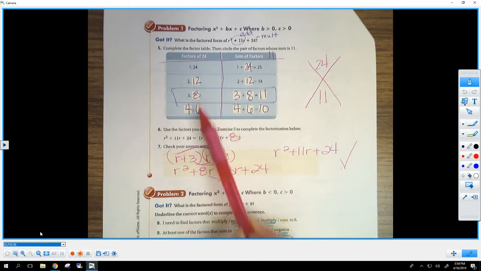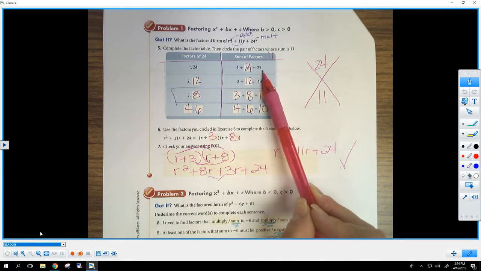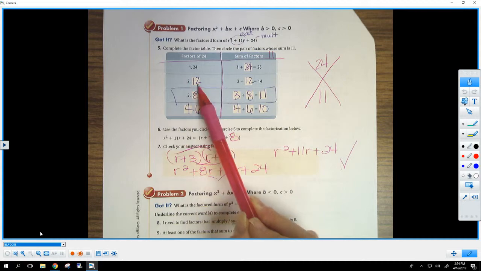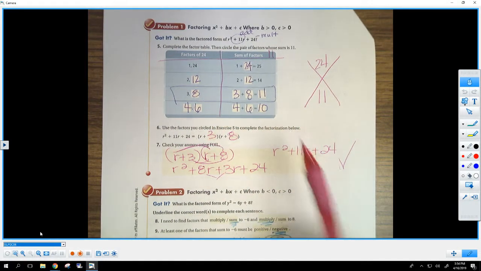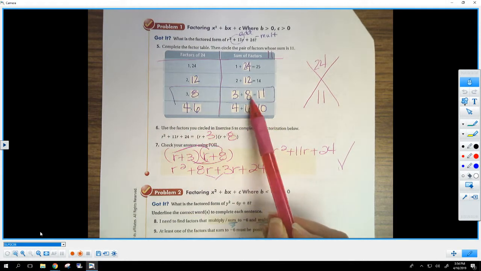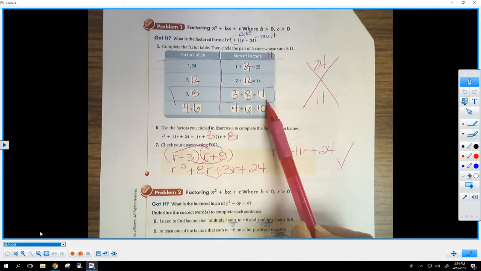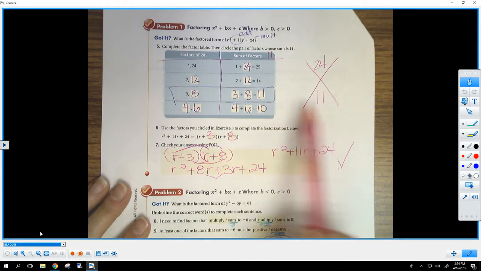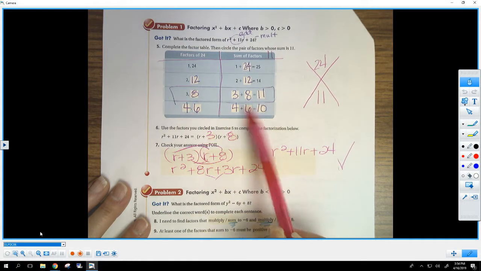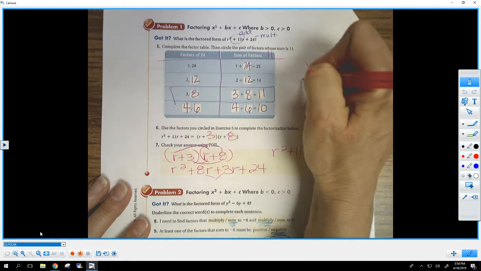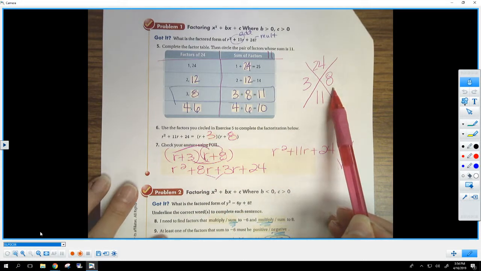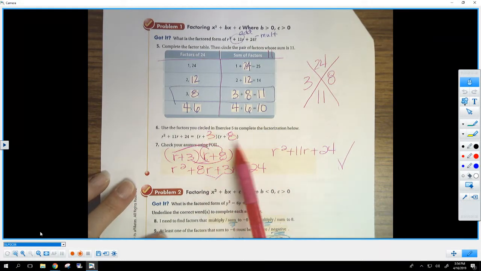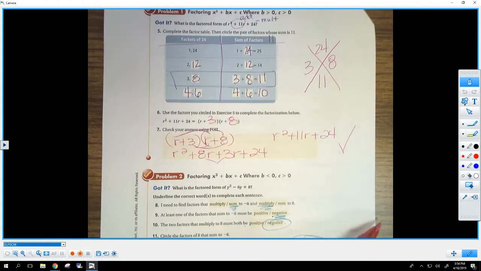So we list the factors, 1 and 24. When I add them, they're 25. 2 and 12. When I add them, it's 14. In this way, we can figure out 3 and 8. When I add them, it's 11. Ding, ding, ding, right? We need it to be 11. So this would be the factors that we need to put here. Again, you know that these 2 factors are what's going to roll into this trinomial.